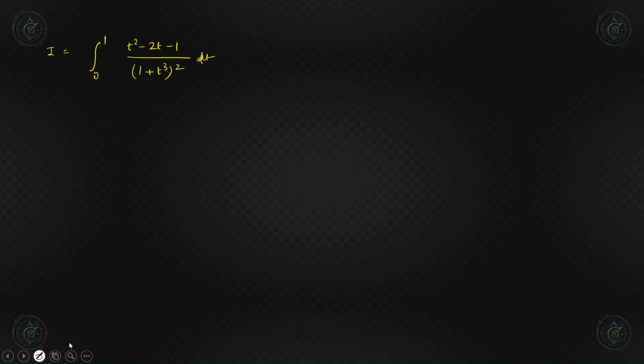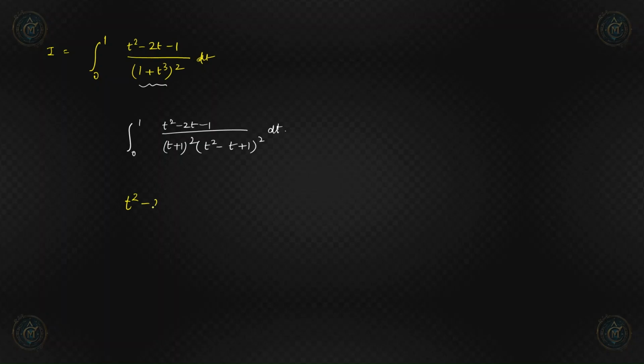Now how to solve this? The thing is, we can factorize this denominator, right? Because 1 plus t cube we can write as t plus 1 times t square minus t plus 1, right? So this becomes integral 0 to 1 t square minus 2t minus 1 divided by t plus 1 whole square times t square minus t plus 1 whole square dt, okay. So as we factorize this into linear and quadratic factors, we can use the concept of partial fractions to evaluate this integral, okay. So we have to first apply partial fractions in this function.